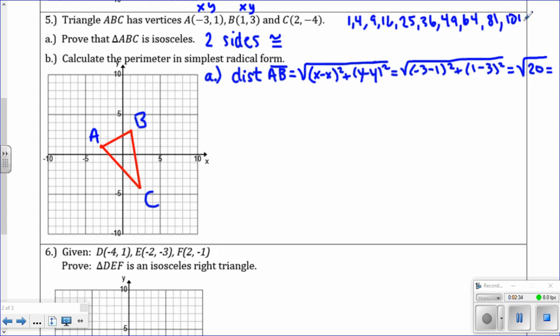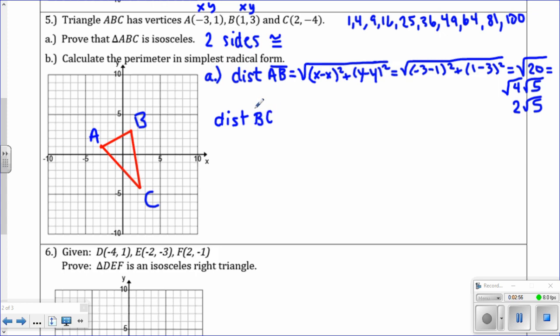All right, what's the largest perfect square that divides into 20? It is 4. So breaking it down, I would do 4 and 5, radical 4 times radical 5. The square root of 4 is 2, so we get 2 radical 5. Okay, so that's the length of that side. Now we have to do that with the other sides. So we're going to do the distance of, let's do BC next.